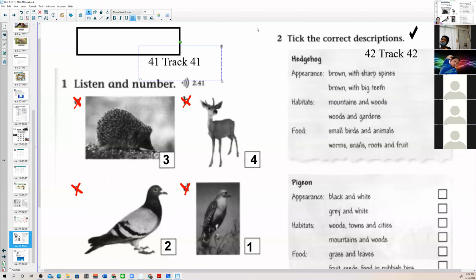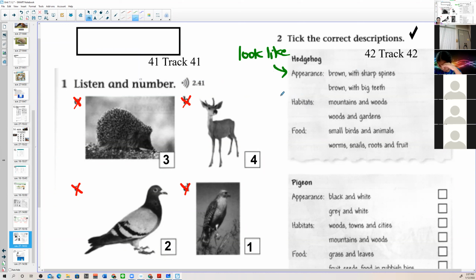Right, so I hope you get more understanding. Now let's move on to Activity 2. Activity 2 says to take the correct descriptions, right? The first one, they're talking about the hedgehog. Okay, the hedgehog. Appearance means what they look like, okay, what they look like.